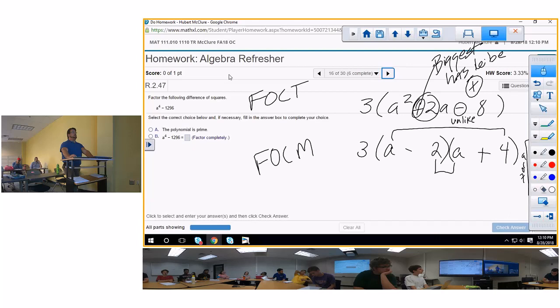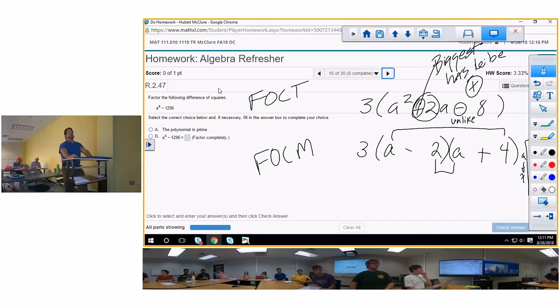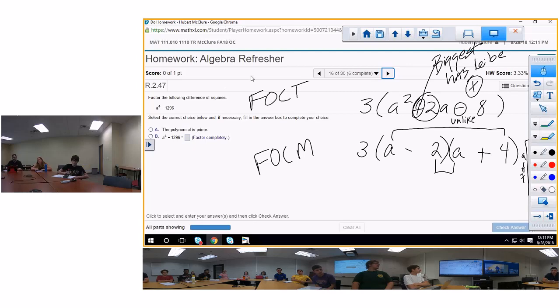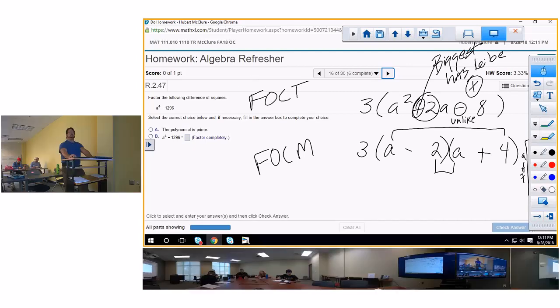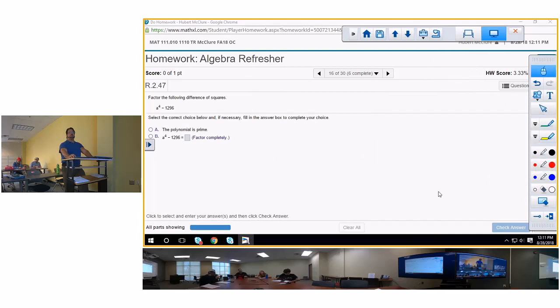What do you come up with? It's a number. What's the square root of 1296? 36. So it's going to be a squared plus 36. Let's do this one because some of y'all will stop. Because this is a nested problem. Somebody tell me what a nested problem is.